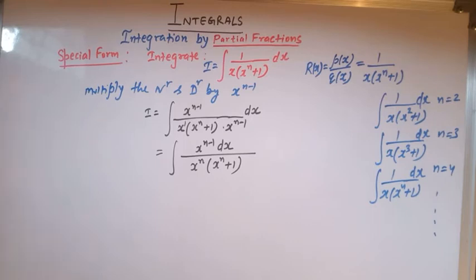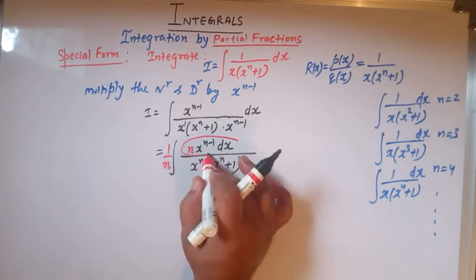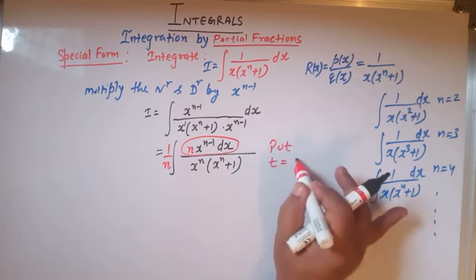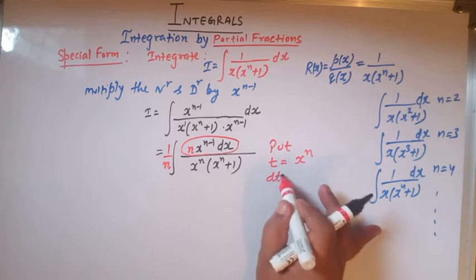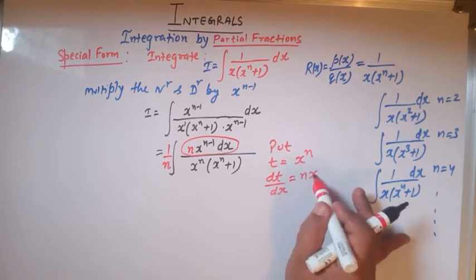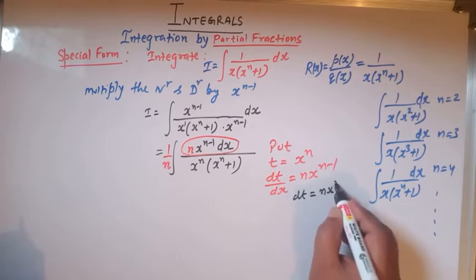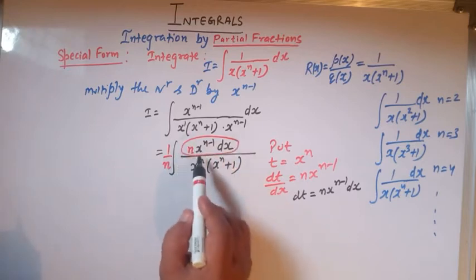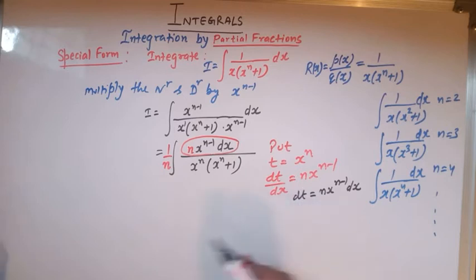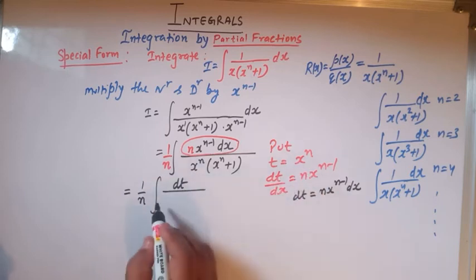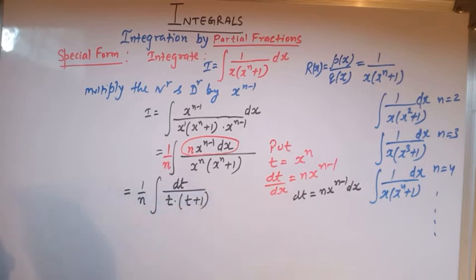Clear? Now here what we will do, we'll multiply the numerator and the denominator by n also. Clear? Now this term becomes n x raised to n minus 1 dx. So let us put, say, t is equal to x raised to n. So what will happen? dt over dx becomes n x raised to n minus 1. So dt is equal to n x raised to n minus 1 dx. Now we'll substitute dt for n x raised to n minus 1 dx. So here it becomes 1 over n, then we have dt divided by, x raised to n is t, times t plus 1. Clear?